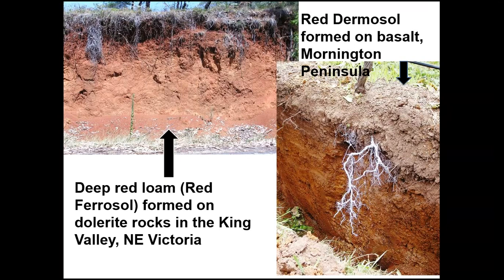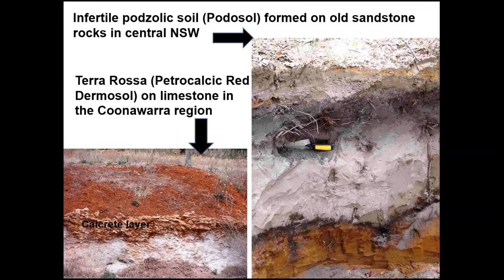Then by contrast, on the right-hand side of this screen, we have an example of an infertile podzolic soil formed on old sandstone rocks. And there's plenty of old sandstone parent material around southeastern Australia. And you can see that this is a pretty poor soil. It's deep, but very sandy, bleached, and doesn't contain much fertility at all. Not widely used for grape growing, I might say. On the other hand, on the left-hand side, we have a terra rossa formed on limestone, the classic iconic soil, I suppose, of the Coonawarra region, where we have these red dermosols of variable thickness overlying a calcrete layer which is on top of the ancient limestone.